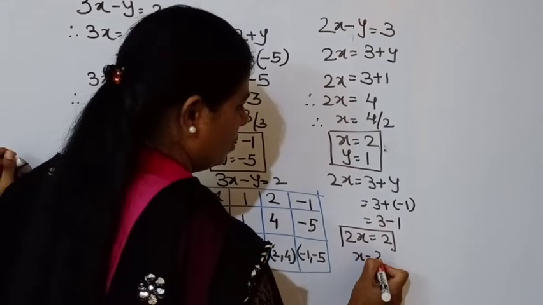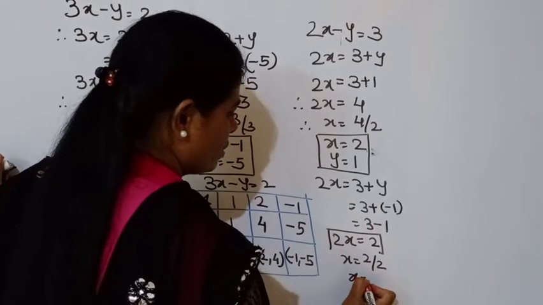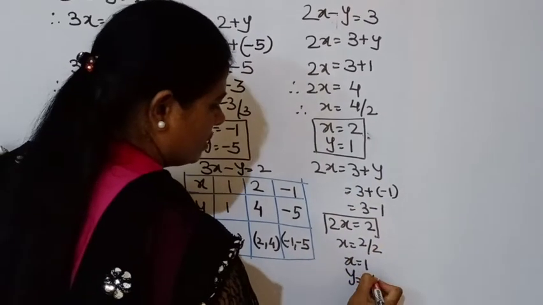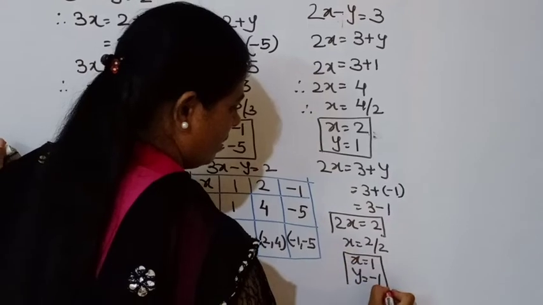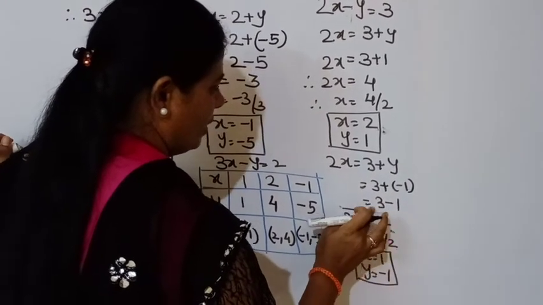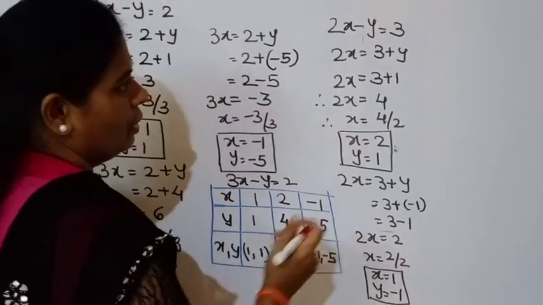So x equal to 2 upon 2. So x equal to 1. And the value of y which we have substituted, that is minus 1. So this is our next point. So these are the 2 points we have calculated. Now we will move towards the third point.